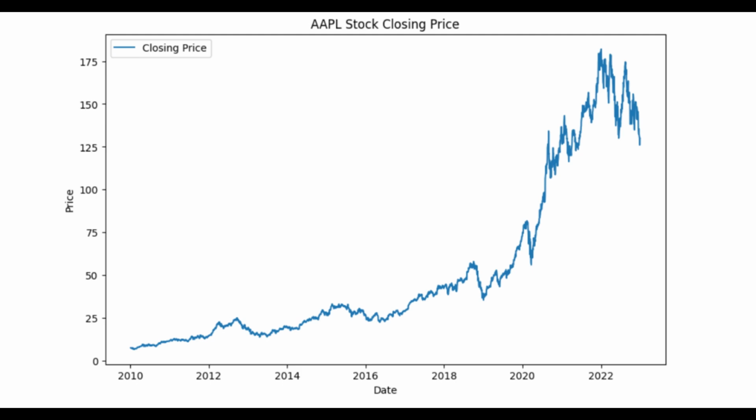And of course, there's the inevitable dip during market corrections or external shocks like the COVID-19 pandemic. See these peaks and valleys? These reflect major events like product launches, earnings reports, or even economic factors. But looking at the price alone only tells us part of the story. So let's dig deeper into what's really going on.